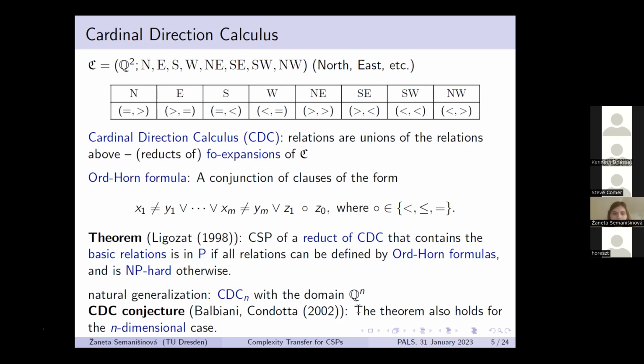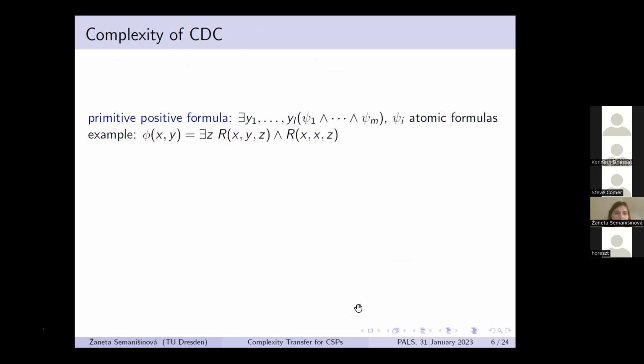And what one would like to do is be able to study this problem and the complexity of the problem. For this, we need the concept of a primitive positive formula. A formula is primitive positive if it's of the form where we have first some existentially quantified variables and then a conjunction of atomic formulas. Yeah, just one example here.